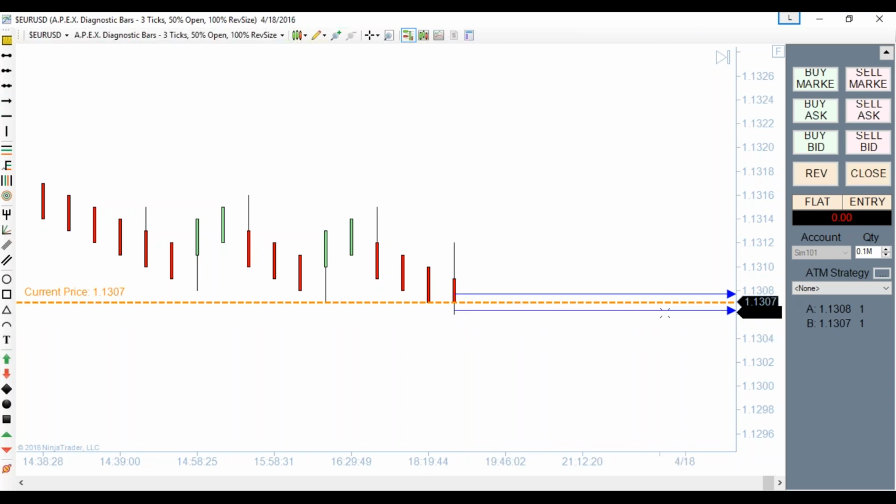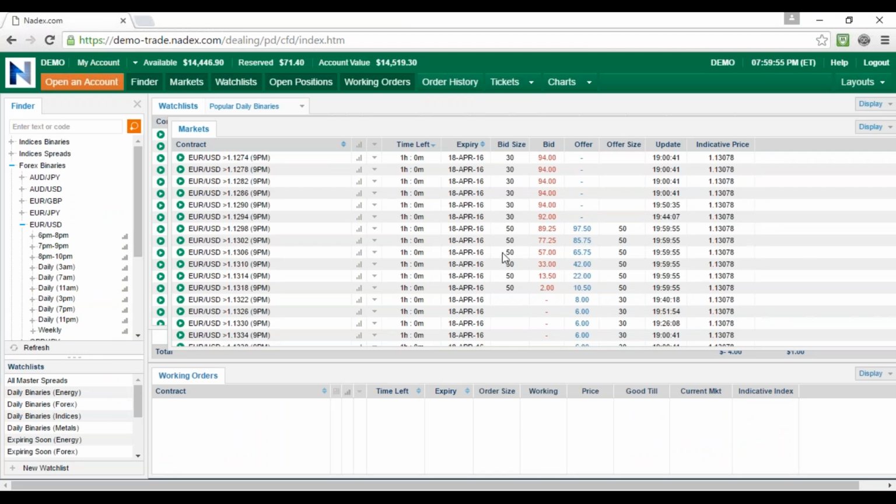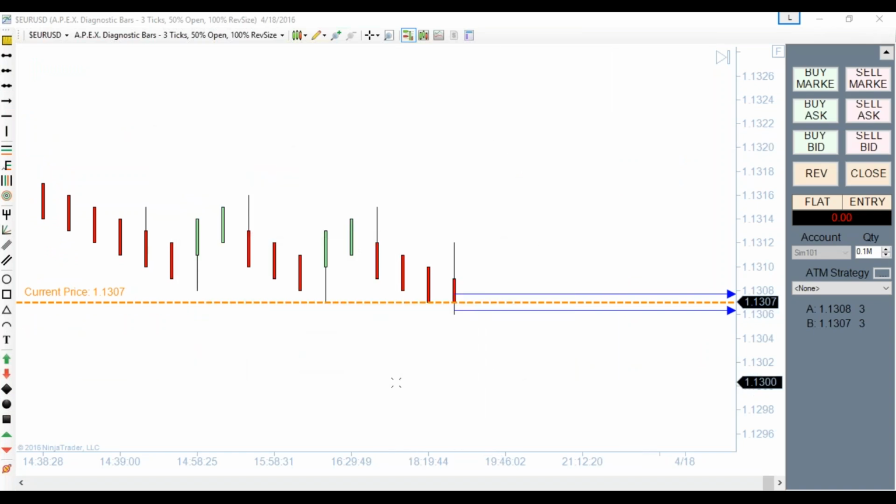If I bought that binary, that's where I'd be buying it. The strike price is 1306. You see it? 1306, I can buy it for what? $66 right now. So I've got to put up 50 bucks to get in my spread trade. I have to put up $63 to get in the binary trade. Right?